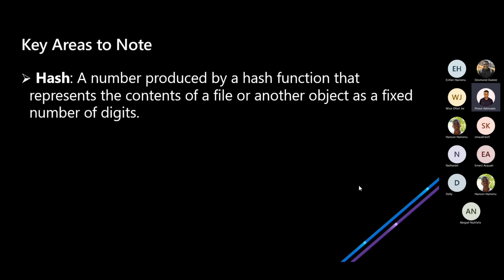A hash number, okay, let me talk about this. Whenever you make a commit, there's a hash value that is generated. The hash value is a number produced by a hash function that represents the content of a file or another object with a fixed number of digits. One advantage of using hashes is that Git can tell that a file has changed by hashing its content and comparing the result to the previous hash. If the file time and date stamp is changed, but the file hasn't changed, Git knows that the content hasn't changed at all.